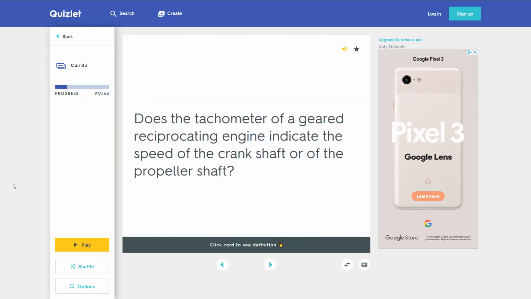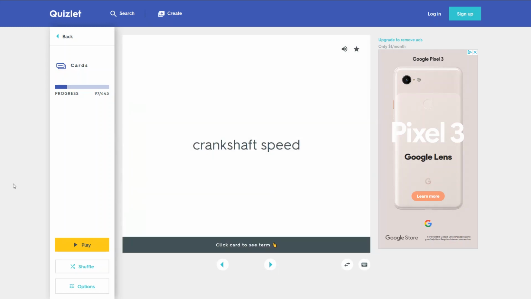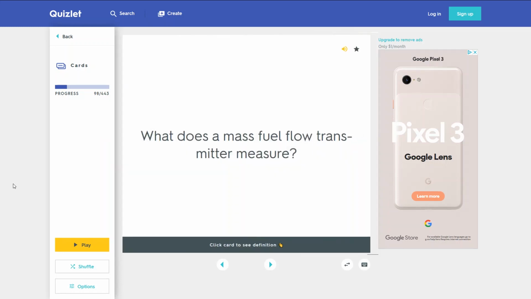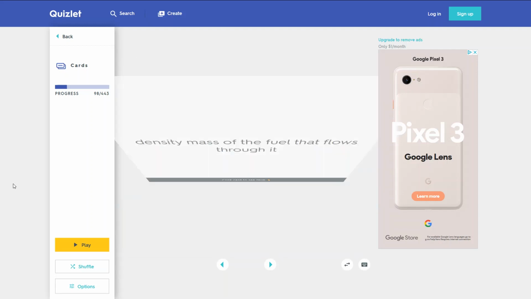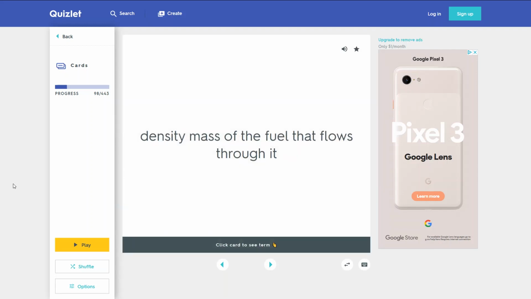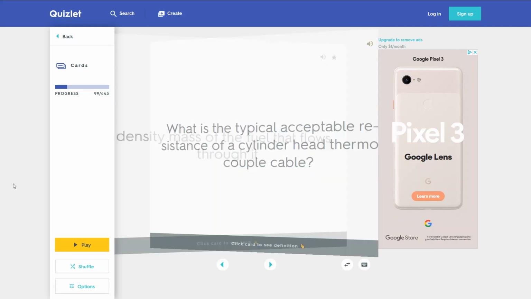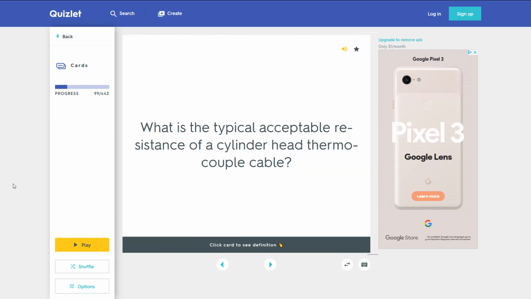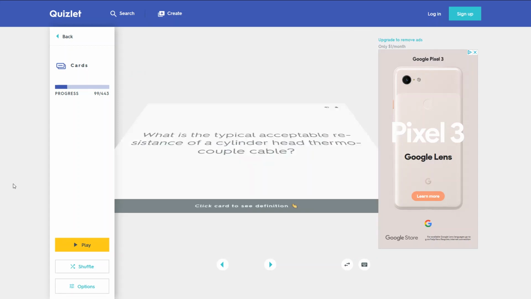Does the tachometer of a geared reciprocating engine indicate the speed of the crankshaft or of the propeller shaft? Crankshaft speed. What does a mass fuel flow transmitter measure? The density mass of the fuel that flows through it. What is the typical acceptable resistance of a cylinder head thermocouple cable? 2 to 8 ohms.